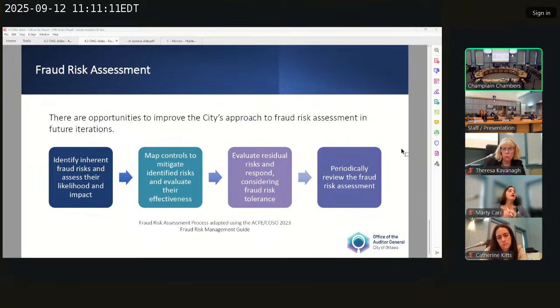The final area we commented on was the ongoing maintenance of the fraud risk assessment. We understand that there is an expectation that the assessment will be refreshed periodically. However, the expected frequency is undefined, including who the results will be reported to. As a result of our observations, we have recommended that as the fraud risk assessment process does mature, these areas be formalized. This concludes our presentation. We'd be happy to take any questions committee members may have related to this follow-up report.